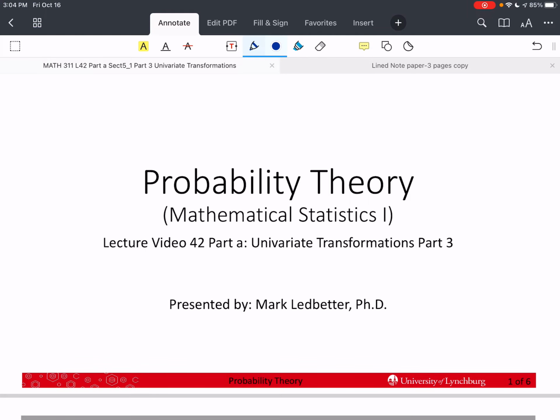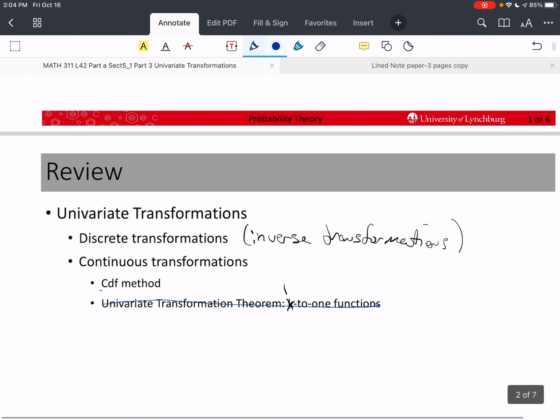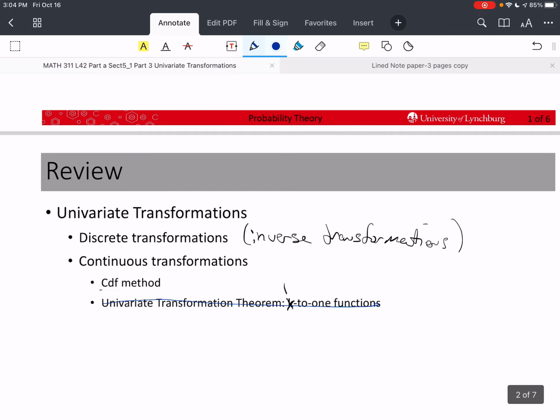I'm Mark Ledbetter, and this is lecture video 42, part A, and we are talking about the third part of univariate transformations, or inverse transformations. So in the previous videos, we've discussed how to do transformations for discrete random variables or distributions. And of course, we're using an inverse transformation to do that.